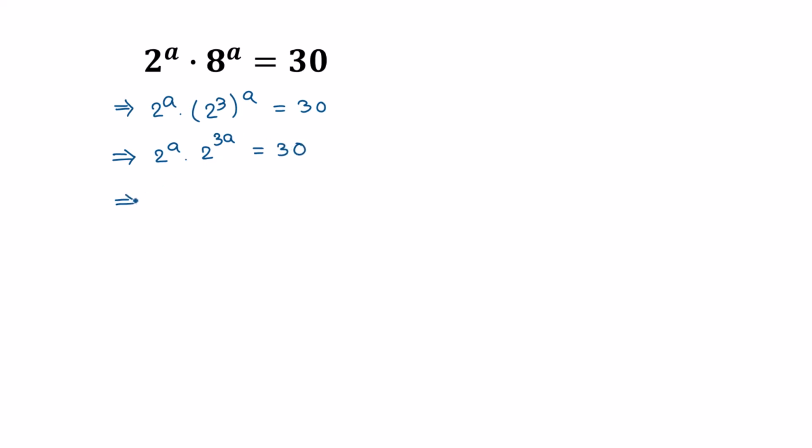Or here again applying another exponential formula, a^m times a^n is equal to a^(m plus n). So here the bases are the same, so this 2 to the power of a plus 3a is equal to the right side, 30. Or on the left side we can write this as 2 to the power of a plus 3a, that is 4a, is equal to the right side, 30.